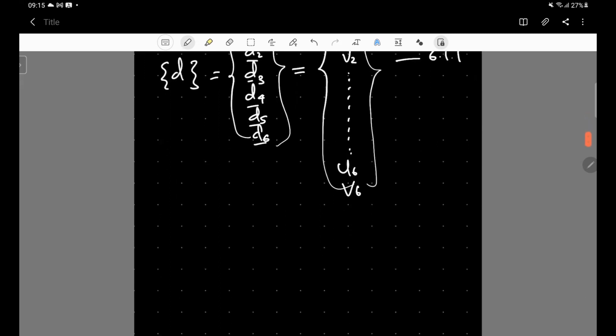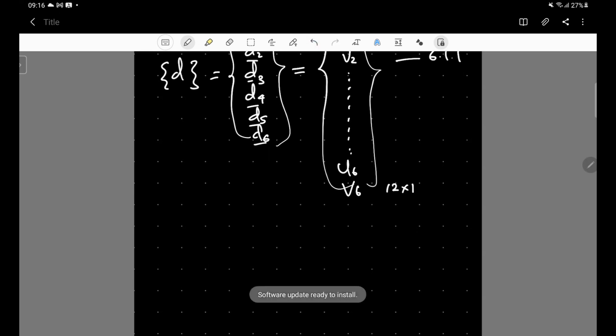So you see, when we talk about the displacement function, we have a 12 by 1 column matrix for the displacements in connection with this element.